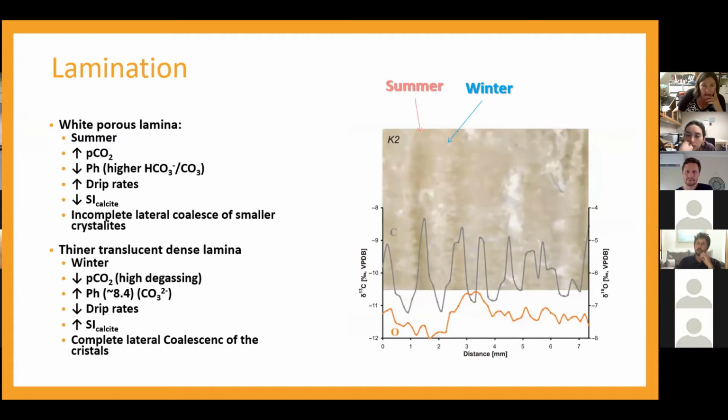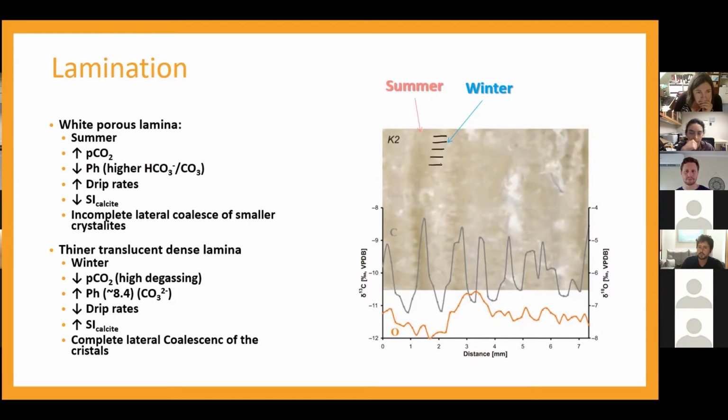Well, during the summer, actually this is inverted here, but anyway, during the summer we have a high KpCO2 because the ventilation is reduced and there's more organic production in the soil. With high KpCO2, we have low degassing. The pH of the solution is lower, with more hydrogen carbonate. Dripping rates are higher because the soil is melted, and the saturation index is lower, and forms this incomplete lateral coalescence of crystals that provides these fibrolaminae.